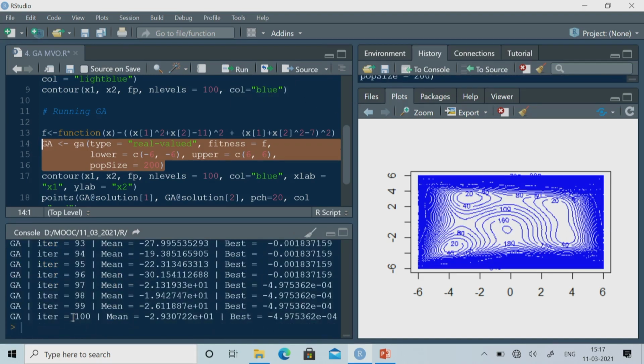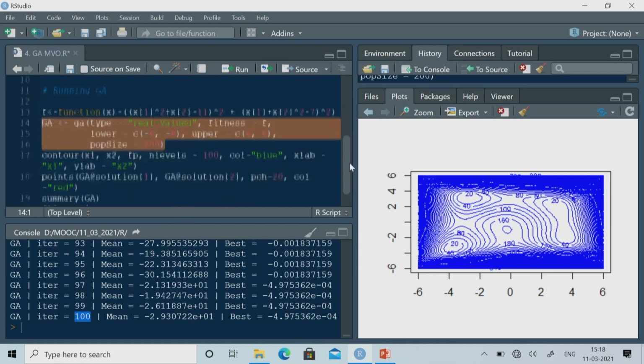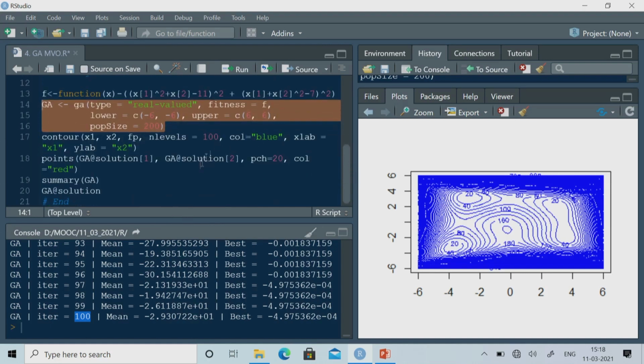So, it is iteration up to 100. This is the default iteration value given. The population size taken is 200. I did not change the other parameters like crossover probability, mutation probability, elitism; I have taken the default values, and after that I would like to locate the point.